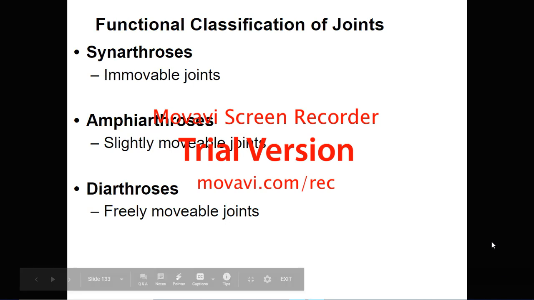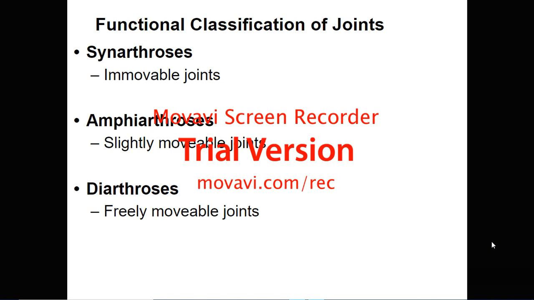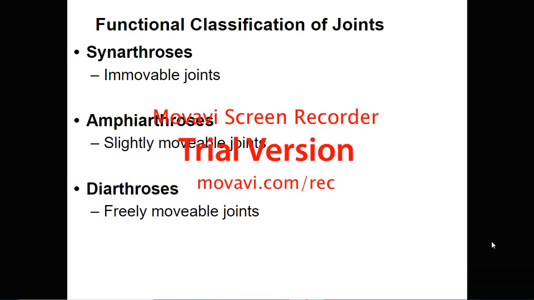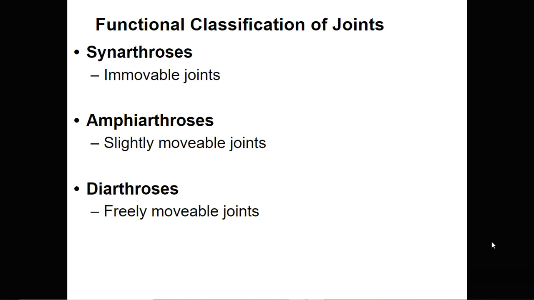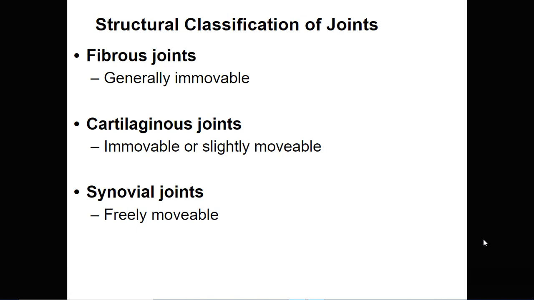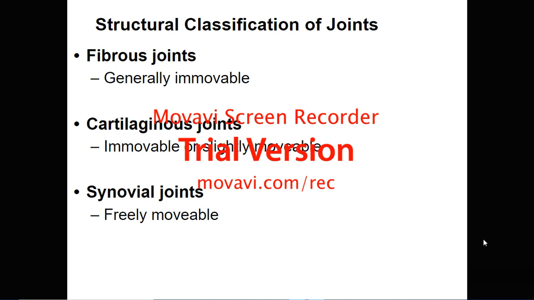In general, remember, the less movable a joint is, the more support it's going to provide. So it makes sense to find your immovable joints in your axial skeleton, whereas you find your freely movable joints in the appendicular skeleton. Because those are your limbs, and your limbs are used for movement, so that makes sense. The most common way to classify joints is structurally, and you have three classifications structurally.